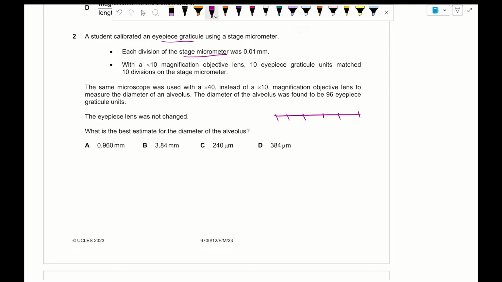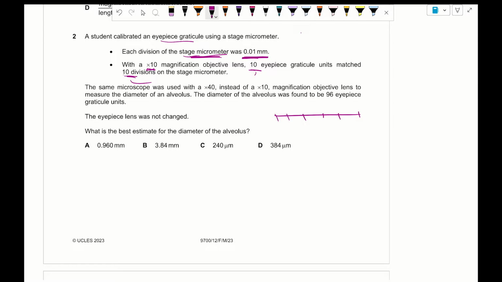Contrast that with a stage micrometer, which is a scale with known dimensions and is placed on the microscope slide. So first of all, we must start by calibrating that eyepiece graticule at that same magnification. Each division of the stage micrometer was 0.01. With a times 10 magnification objective lens, 10 eyepiece graticule units match 10 divisions on the stage micrometer. Therefore, it's 10 and 10.